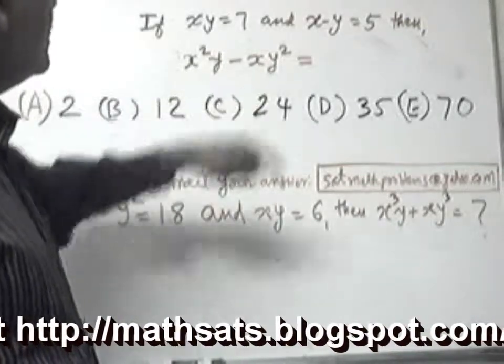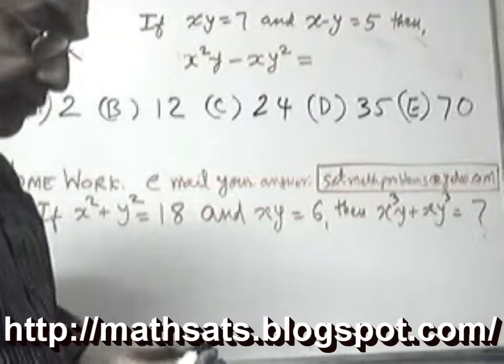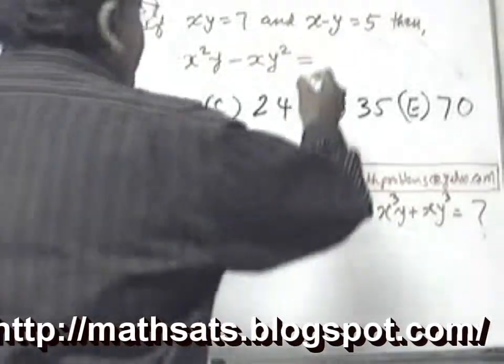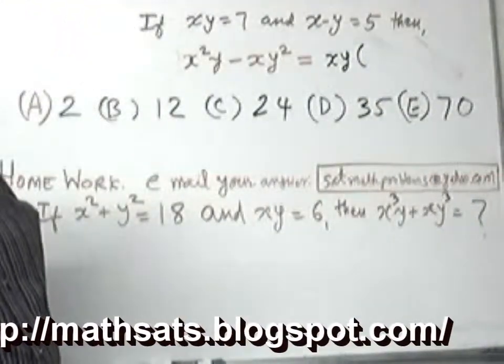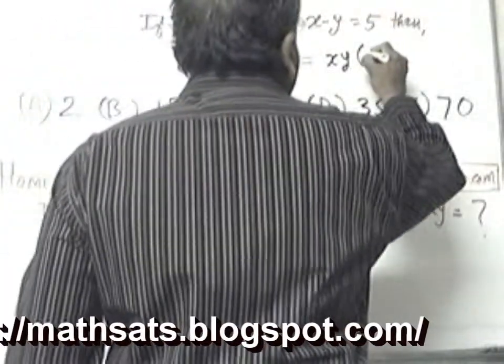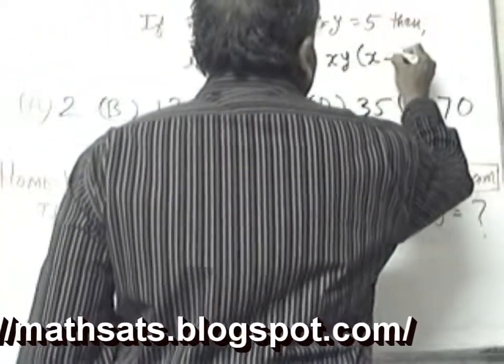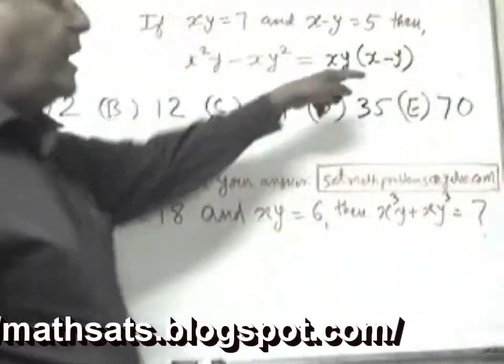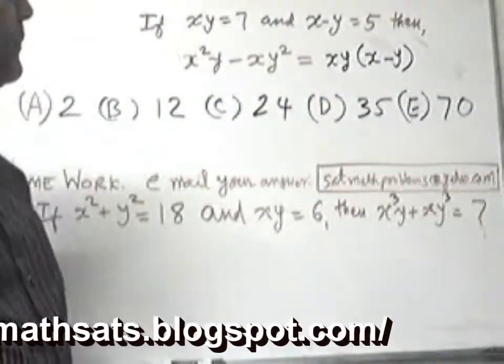x is common and y is common. So let's factor this expression. If we factor it, xy is the factor in both terms. If you take out the xy, then we are left with, in parentheses, x minus y. So this is what they are asking, what the value of that is.